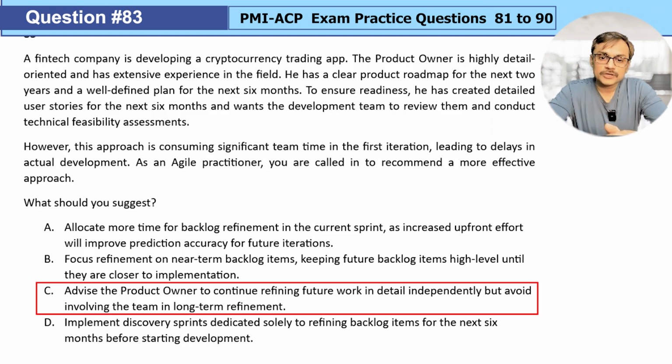Option C, advise the product owner to continue refining future work in detail independently, but avoid involving the team in a long-term refinement. So it may be looking like, you continue doing it, but don't bother us. So that's not an optimal answer. I would say no, together we should focus on continuous learning, because if you keep refining the future backlog item, you are not incorporating the learning we are making after iteratively, incrementally delivering our products. So I don't want to separate the product owner from this particular problem.